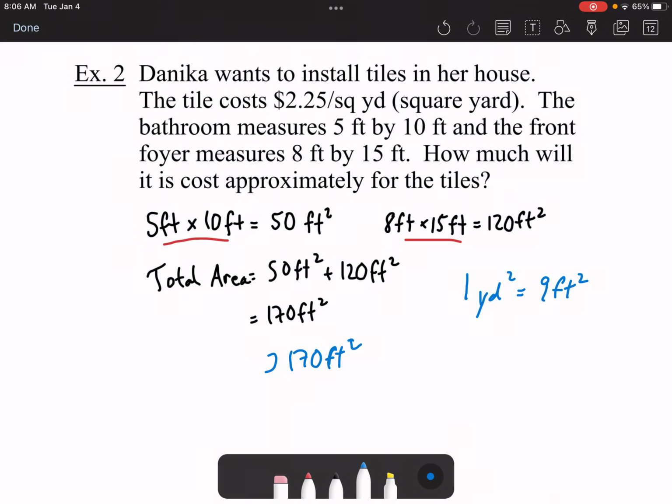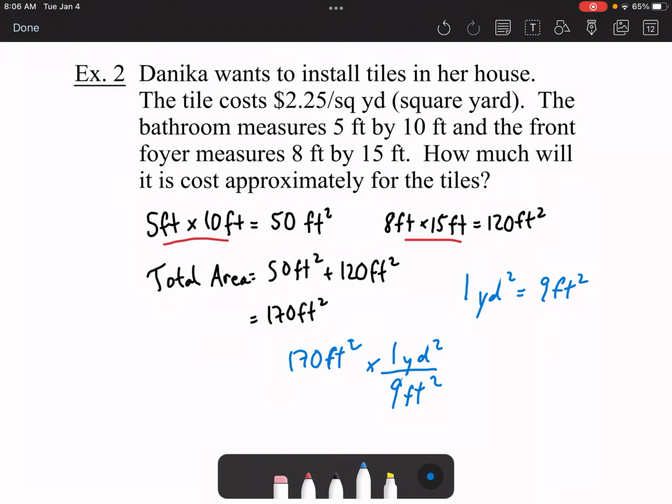Notice I'm not putting an equal sign right here because this value is not equal to it. We're changing it. So I'm going to multiply by 1 yard squared divided by 9 feet squared. And then I'm going to do my calculation.